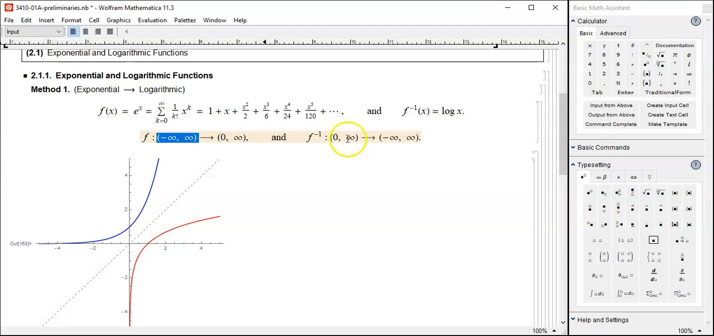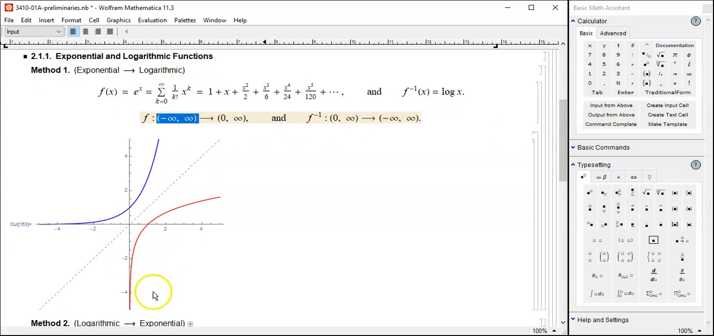Now, if you take the inverse function, the logarithmic function is valid only when x is greater than 0. So this is the domain. So the range becomes the domain, and the domain becomes the range. You can see those from here.